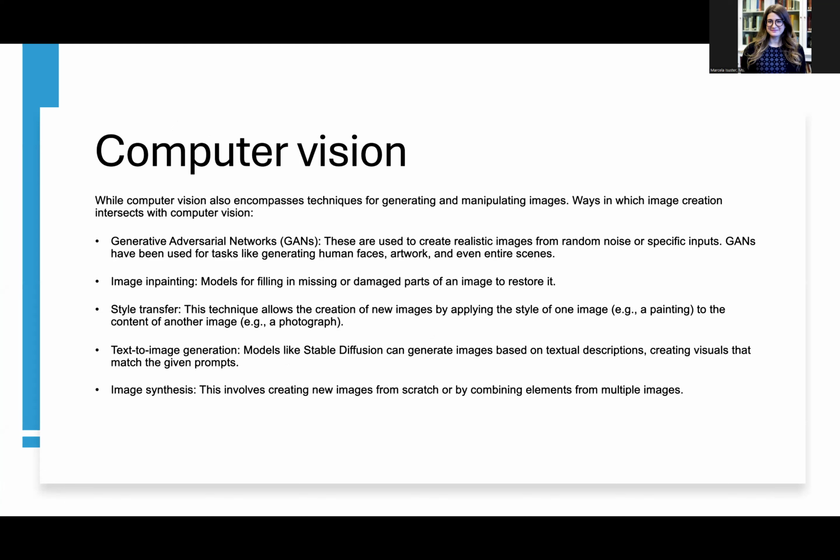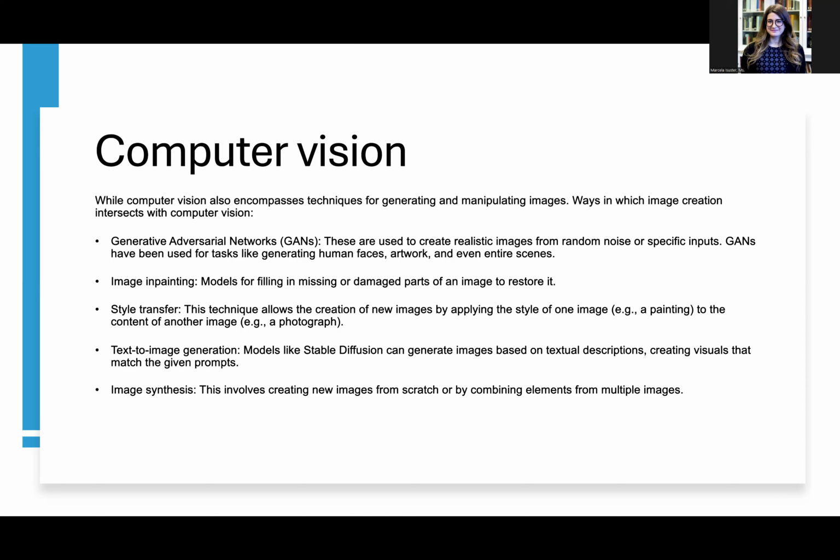we also have, within computer vision, an area which is image generation. So when we talk about computer vision, we can talk about image analysis or image generation, and there are a few ways in which they intersect. So we have something called GANs, or generative adversarial. Also, that's a hard word for me. Generative adversarial networks, which are used to create realistic images from random noise or inputs. It is something that's used to generate human faces or artwork or even entire images.